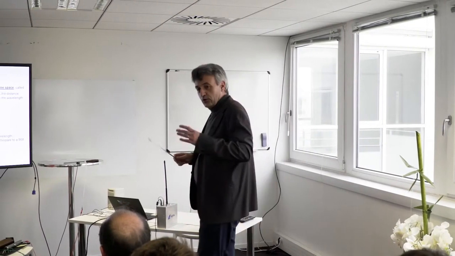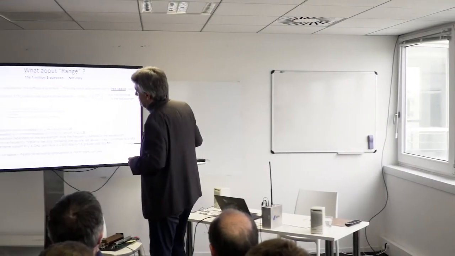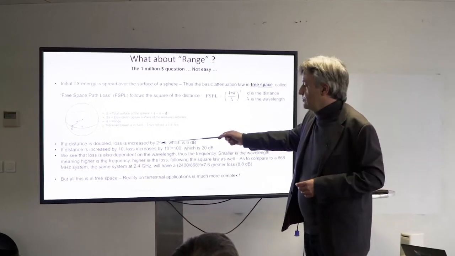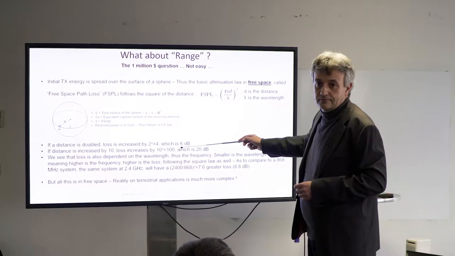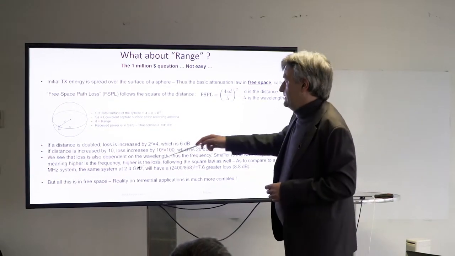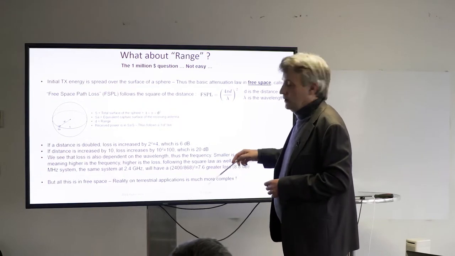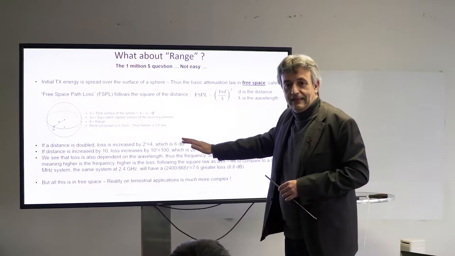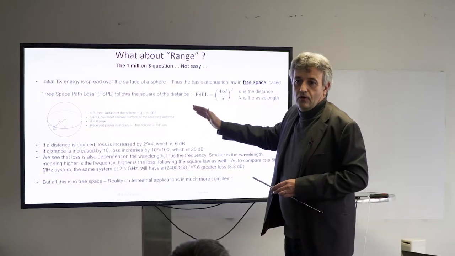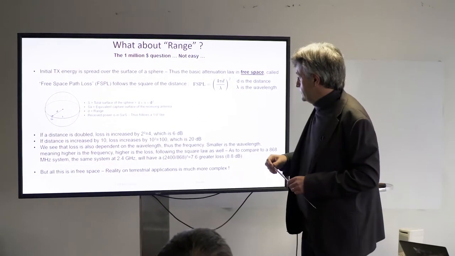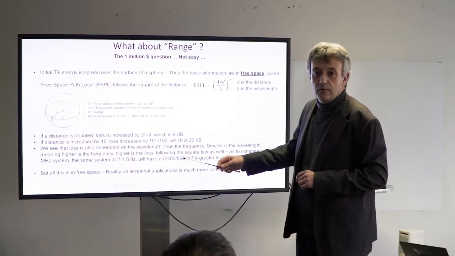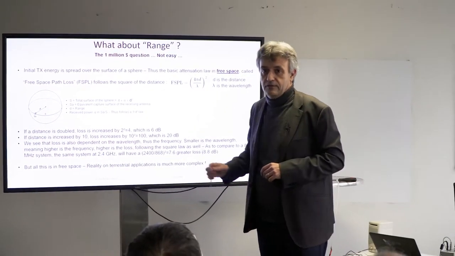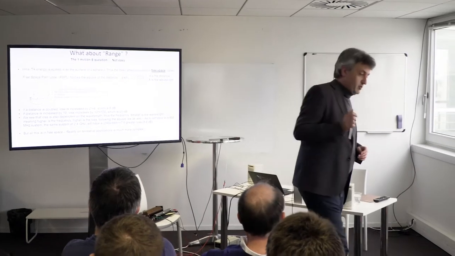Okay? Which, for those who are manipulating dB, means that if you increase the distance by 2, so basically you increase the loss, or you decrease the received power, by 4, it's 6 dB. Okay? You increase the distance by 10, you increase the loss by 100, you increase the loss by 20 dB. Okay? It cannot be below that. That's the minimum curve of decrease of the power over distance. In fact, in reality, it's much more complex and it's much more than the square of the distance, unfortunately. But in space, it works.